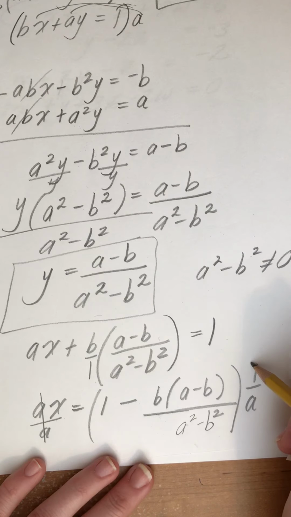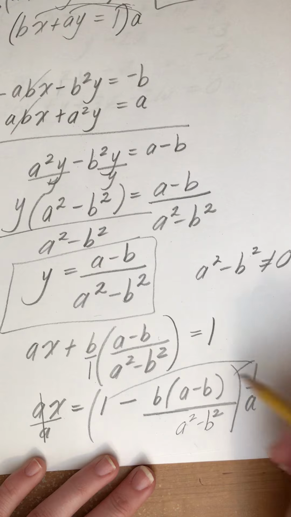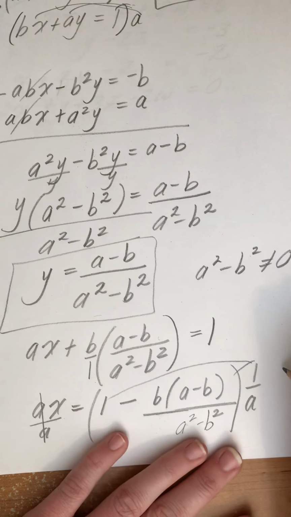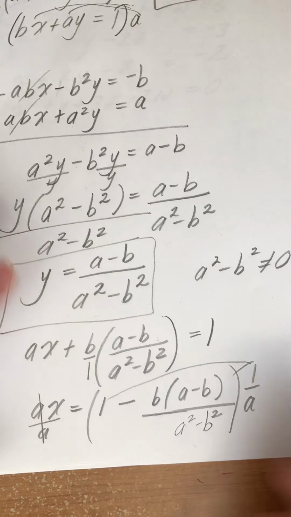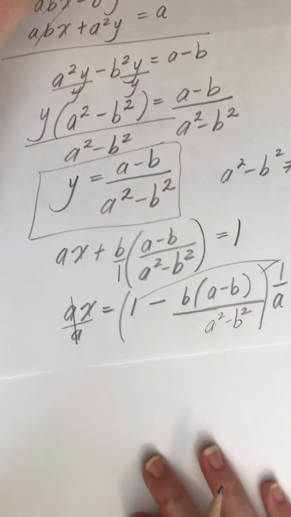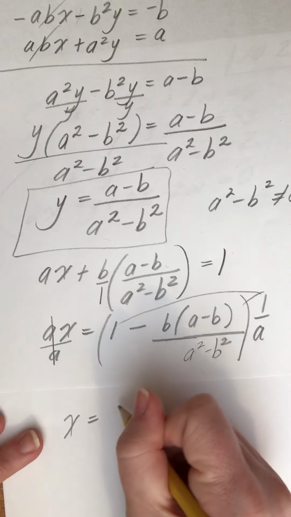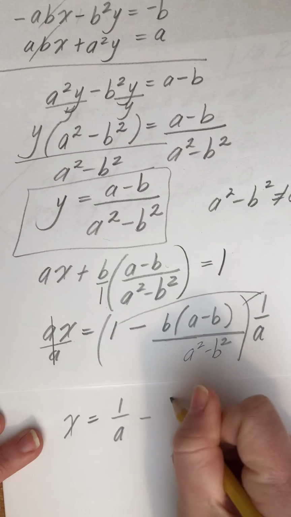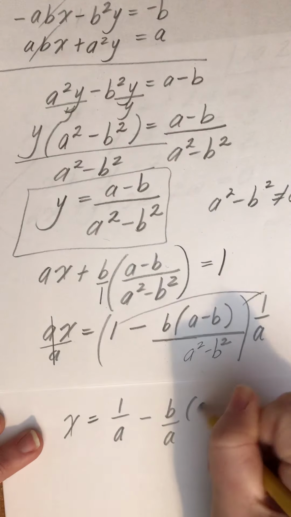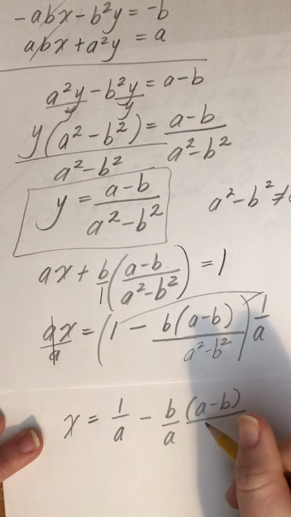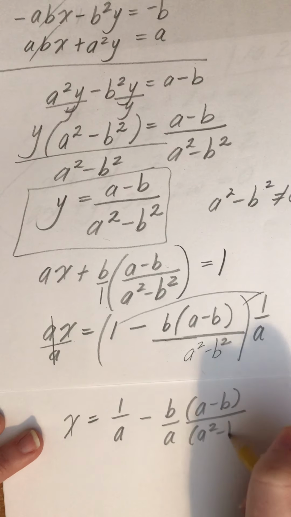I'm assuming that the book probably distributes this in. Understand, I would accept many answers here. So then that would become, I'm running out of room. Let's get some more paper going under here. All right, so then this would become x equals 1 over a minus b over a times a minus b divided by a squared minus b squared.